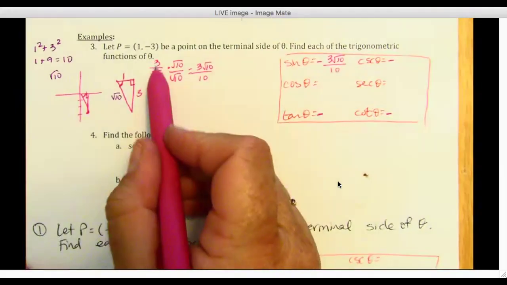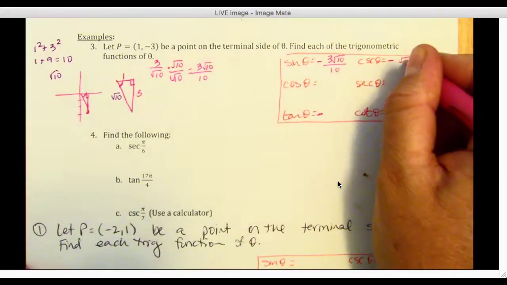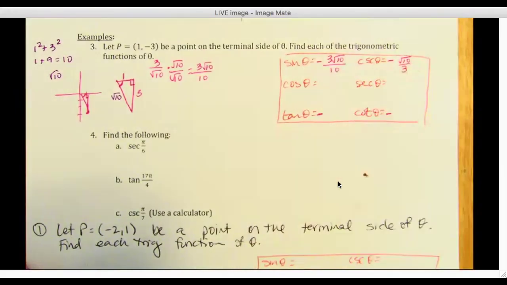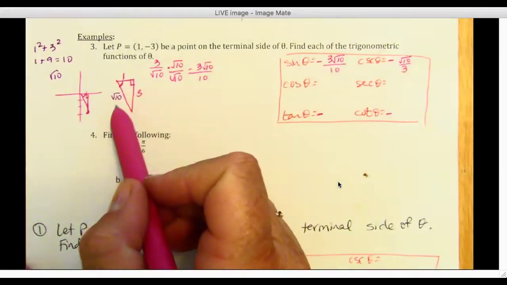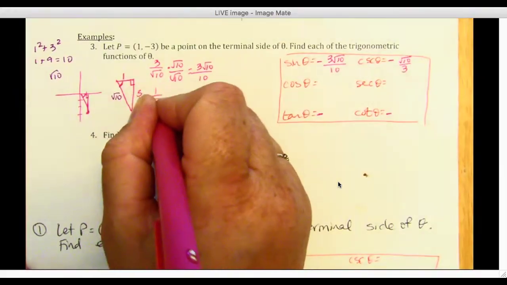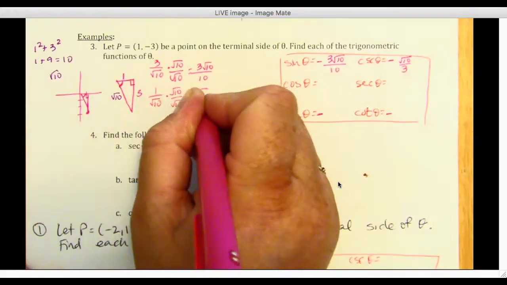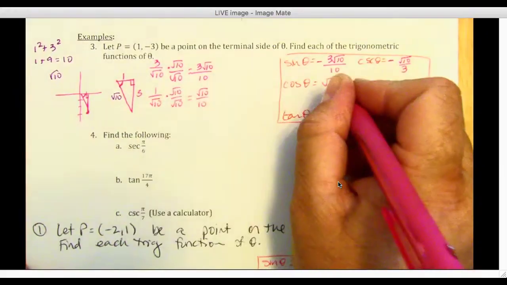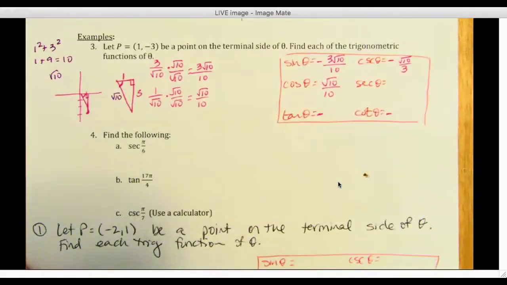Well, if sine was 3 over square root of 10, then cosecant is the reciprocal of that, square root of 10 over 3. And I don't need to rationalize that because there's no square root in the bottom. Cosine, if this is my angle here, is adjacent over hypotenuse, so 1 over the square root of 10. And again, I can rationalize that, and I get square root of 10 over 10. And this is positive in quadrant 4, so I don't need that negative on there.